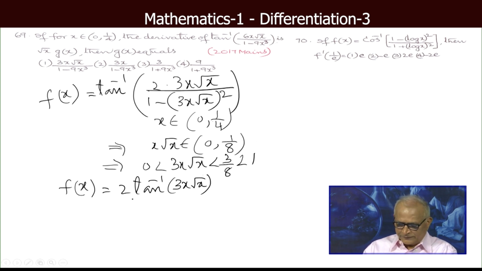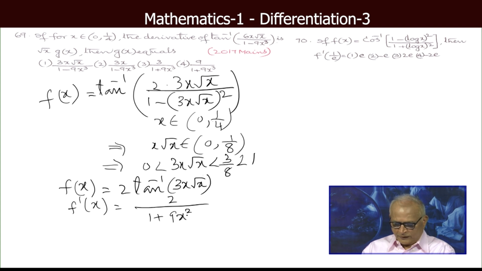So, f dash x is 2 by 1 plus 9x cubed into 3 times 3 by 2 root x. 2 can be cancelled. So, this is given to be root x into g x.